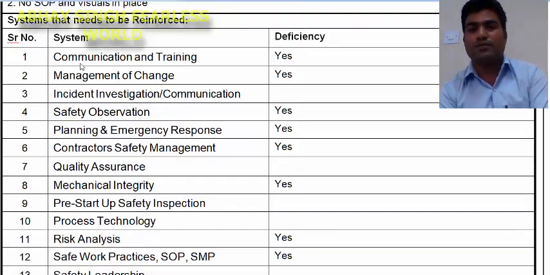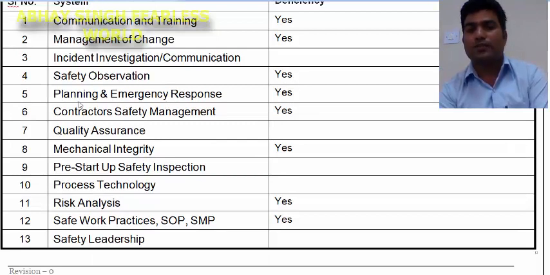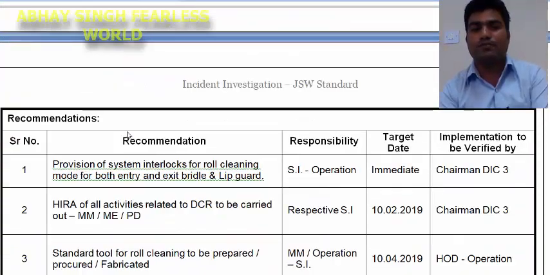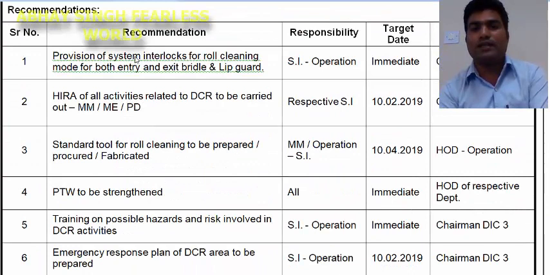And the systems that need to be reinforced are communication and training. These are deficiencies that were found. Management of change is also a deficiency. Incident investigation, communication and safety observation are also deficiencies. Planning for emergency response is also a deficiency, and contractor safety management, and mechanical integrity, are also deficiencies. These are some points on which we need to work to stop these types of incidents from happening in future.